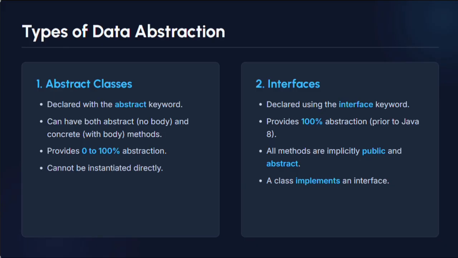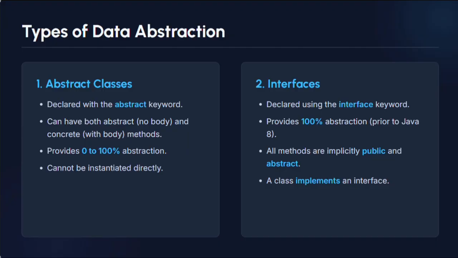When it comes to abstract classes, the abstract keyword must be declared. It is mandatory. They can have both abstract and concrete methods. Abstract classes provide 0 to 100% abstraction, and cannot be instantiated directly.